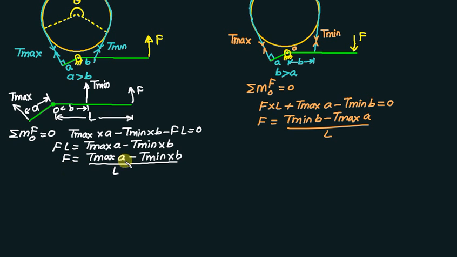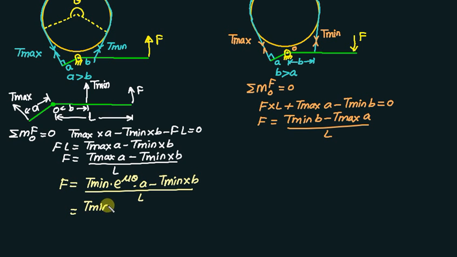Now we will continue this analysis, and we have F equals T max, which can be written as T minimum multiplied by e to the power mu theta multiplied by A, minus T minimum multiplied by B, and the whole thing is divided by L. So we can take T minimum common, and L is common. What is left is A times e to the power mu theta minus B.